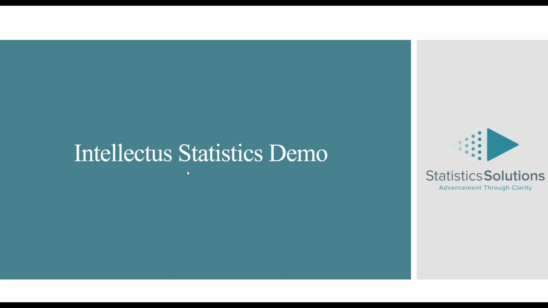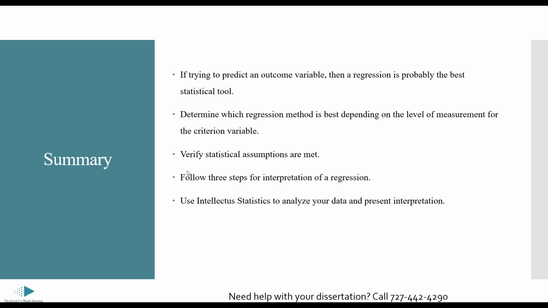Okay, so back to the PowerPoint. That pretty much covers our webinar for today. So in summary, if you're trying to predict an outcome variable, a regression is probably the best tool. Prediction is the key word here when you're looking at a regression. Then you want to determine the best regression method depending on the level of measurement for your criterion variable.